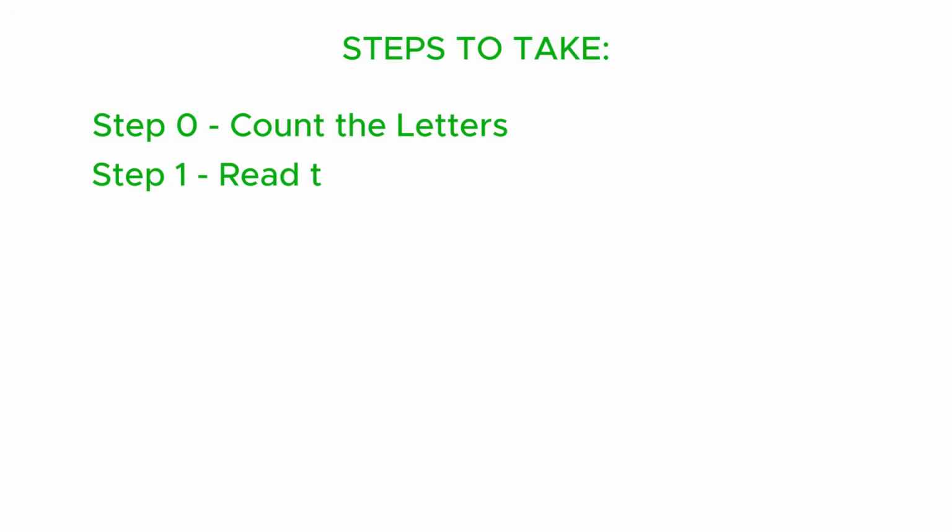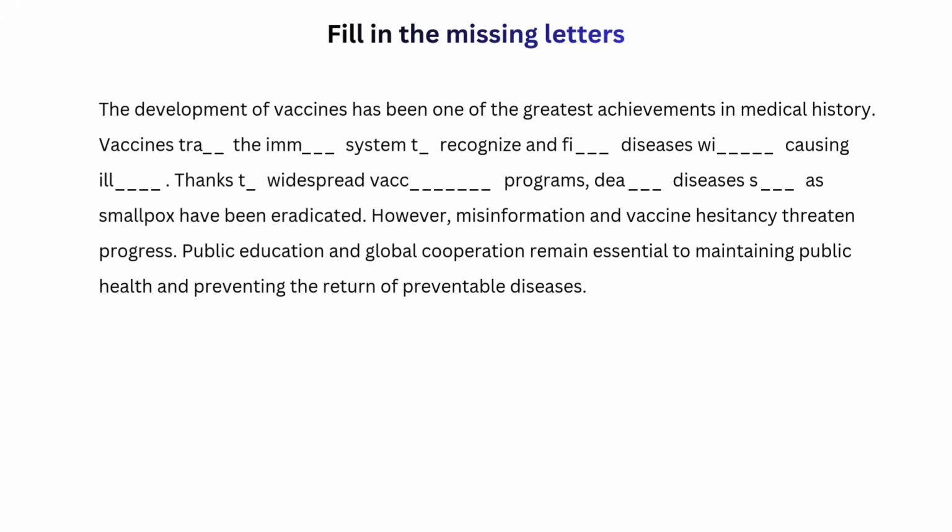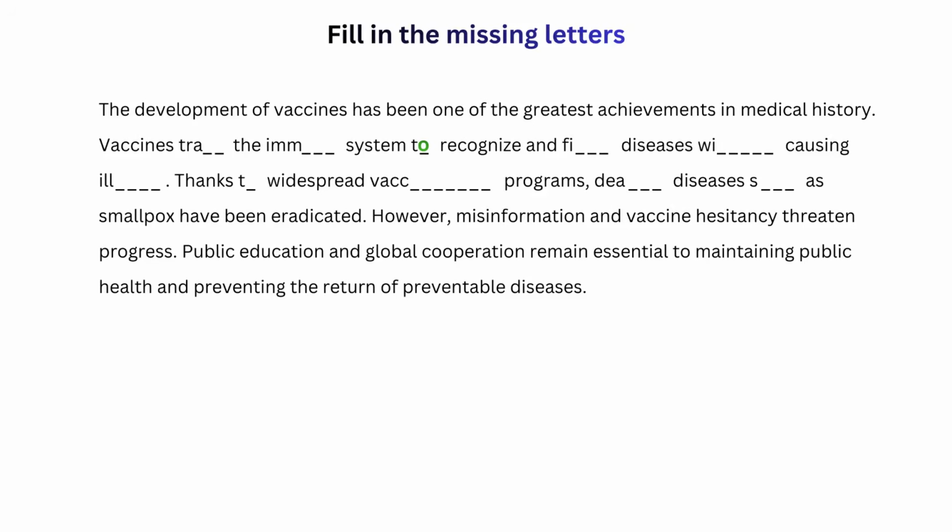Step 1. Read the text from the beginning and complete all the gaps that are obvious. For example, 2 looks obvious here to recognize. It's usually much easier to complete words with only one missing letter. The same word appears again here, so let's complete it as well. Thanks to is obvious. Such as is easy too.